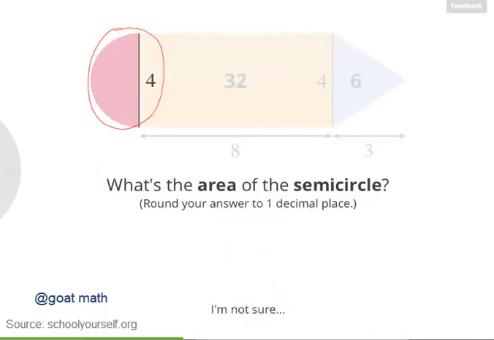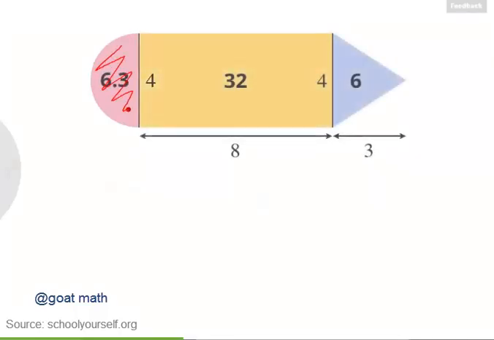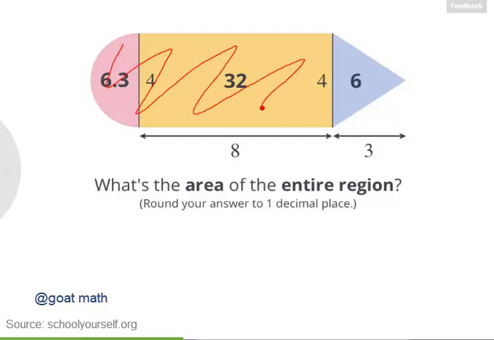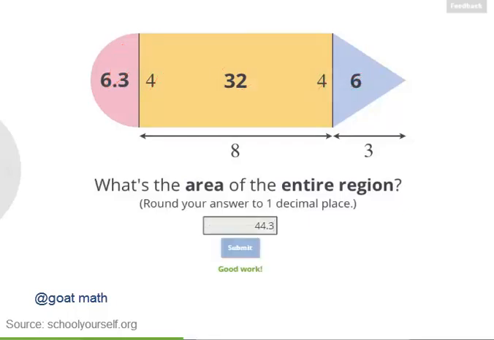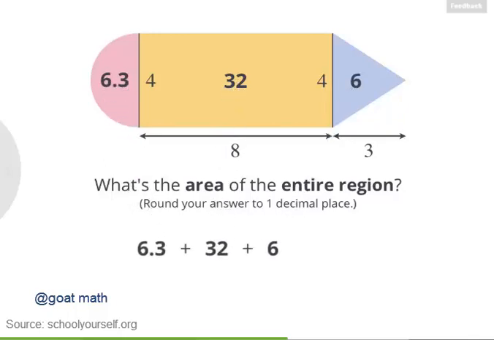Excellent work! This semicircle has radius 2, so the area of the entire circle would be pi times 2 squared. Because it's half a circle, that means its area is 1/2 times pi times 2 squared, which, as you found, is approximately 6.3. So, if the semicircle has an area of 6.3, the rectangle has an area of 32, and the triangle has an area of 6, what's the area of the entire shape? Well done! So you added these 3 smaller areas together to find the area of the entire region. 6.3 plus 32 plus 6 equals 44.3, the correct answer.